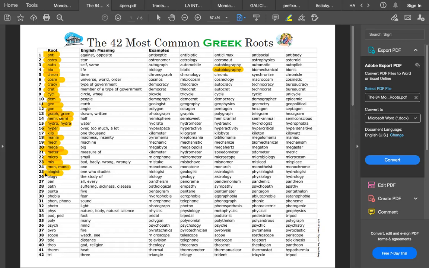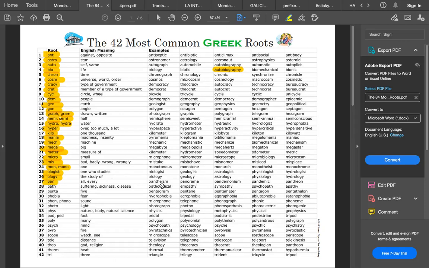Ologist, this is an ending, ologist is one who studies. Biologist, one who studies life. Geologist, one who studies earth. Astrologist, one who studies astrology. Physiologist, and just moving on. Ology is the study of, so one who studies and then the study of. So biology, biologist, astrology, you get it.